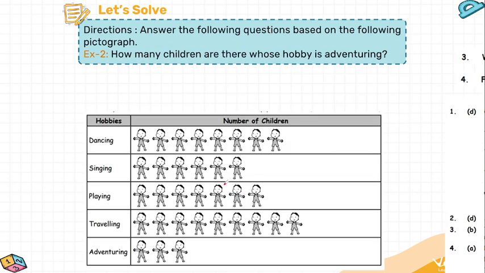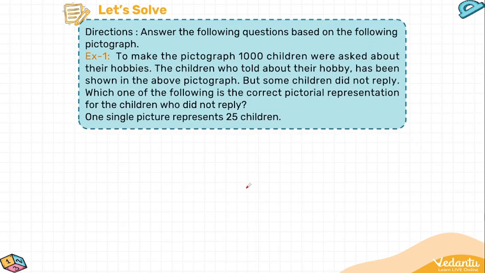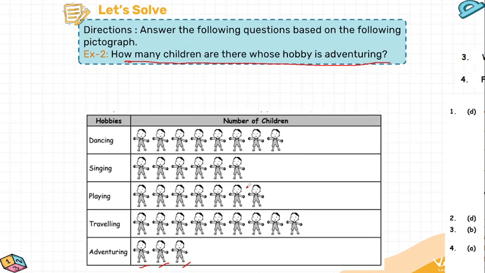So, the next question on the same is: how many children are there whose hobby is adventuring? Write in the chat box how many children were there whose hobby was adventuring. So here you have three students. Very simple, one picture is equivalent to, as I said, 25. So three students would be what? 25 for each, 25 threes are 75. Very simple.